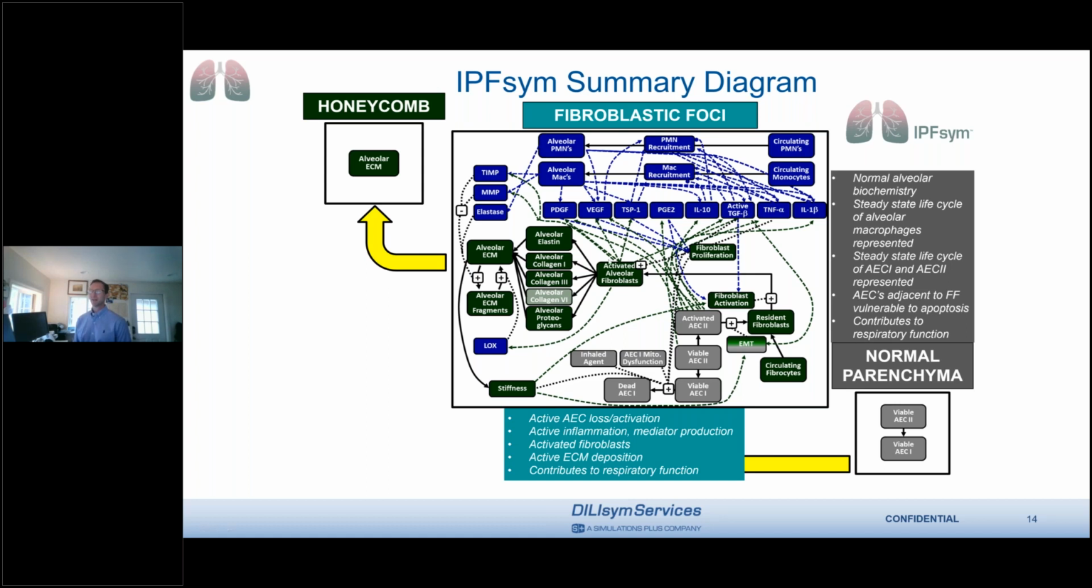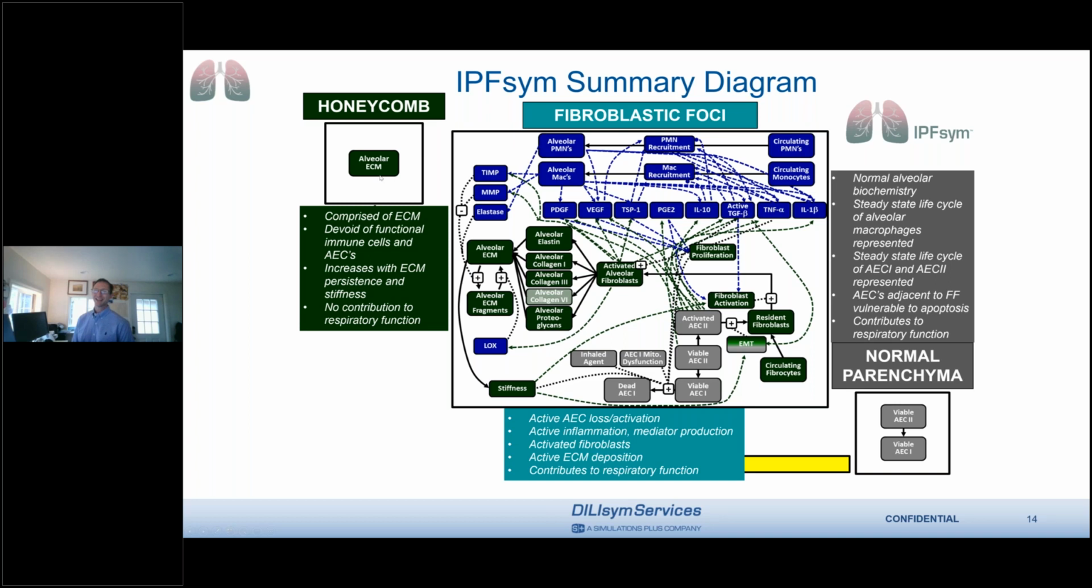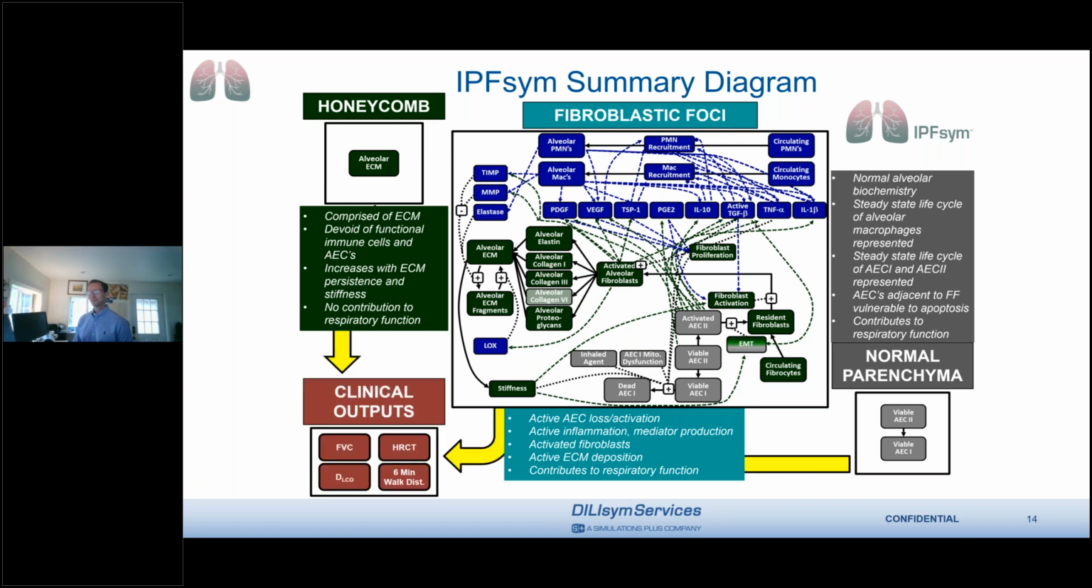We also then have the progression from fibroblastic foci into the honeycomb. Remember, it's acellular. It's essentially just extracellular matrix, aged and rigid, and it really affects respiratory function in that it negates that section of the lung from being able to contribute to some of these key clinical outputs like the forced vital capacity or the DLCO, the diffusion capacity of carbon monoxide.